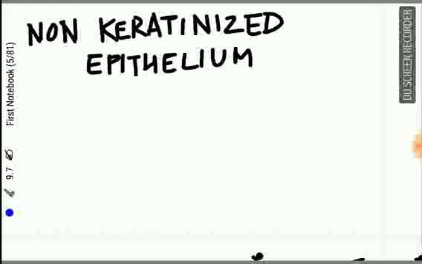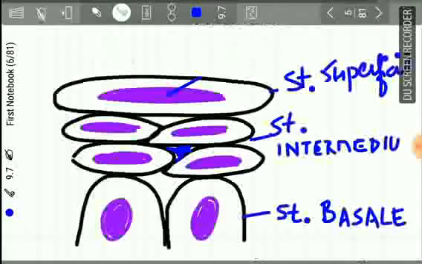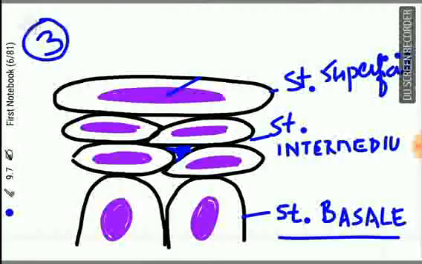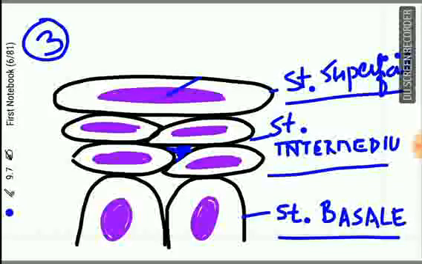The non-keratinized epithelium differs from the keratinized epithelium in that it does not produce the cornified surface layer. The non-keratinized epithelium is made up of 3 layers of cells. The bottommost is the stratum basale, the middle one is called stratum intermedium, and the upper one is called stratum superficiale. Now, many students have a doubt in their mind that the oral epithelium is always explained in the books as stratified squamous epithelium.